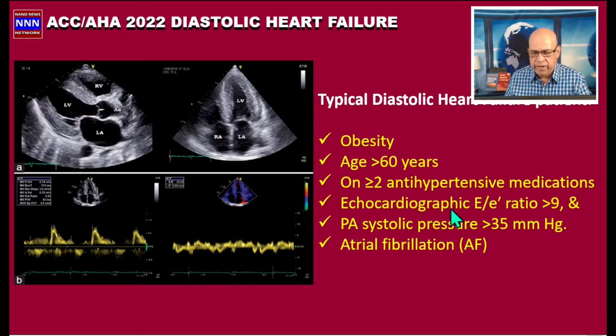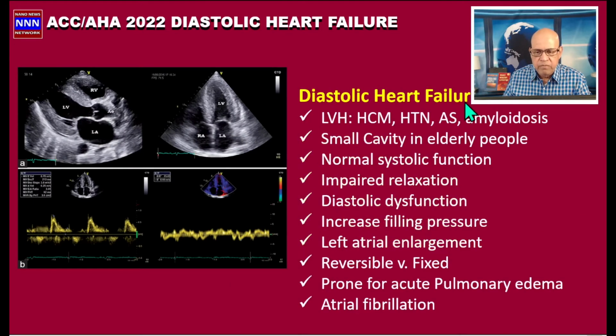And we're going to talk about E prime ratio, which is a very important number in trying to determine who has fixed diastolic dysfunction and who has some degree of reversible component. Many of these patients are having atrial fibrillation, which may be understandable because of the dilatation of the left atrium due to increased filling pressures that results in stretching of the left atrium, which is more prone for developing atrial fibrillation.